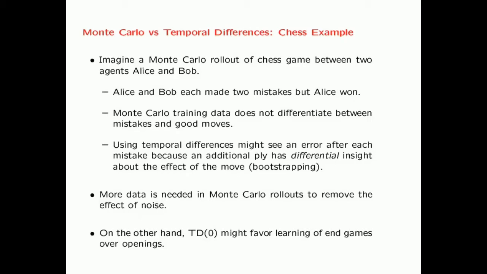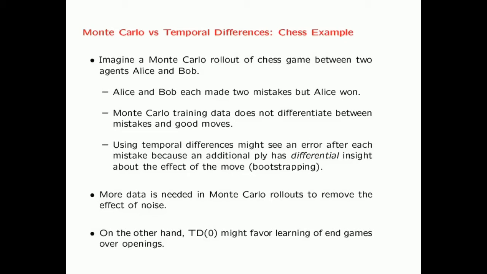player. Now, let's say that in the Monte Carlo rollout, Alice made two mistakes during her game and Bob also made two mistakes. But maybe Bob's mistakes were a little bit more serious than Alice's mistakes. So Alice won in the end. And this is in fact quite common in chess games because both sides may have imperfect play, but one might win in the end depending on whose mistakes were more serious.